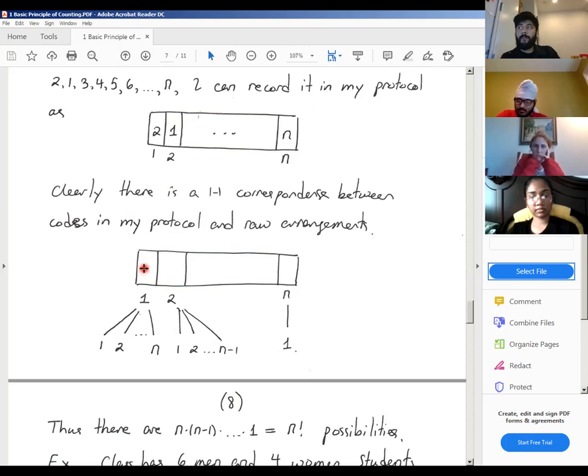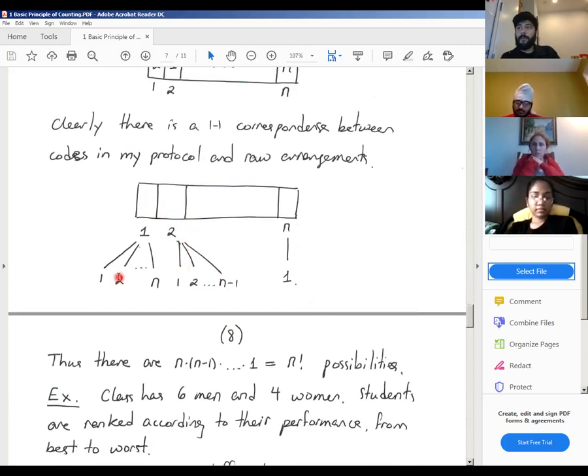If this is person 2, then here you would have person 1 or person 3 all the way to person n, right? Regardless of what the outcome in this box is, the second box has exactly n-1 outcomes. Do you see that, guys? So what happens? It's n times n-1.